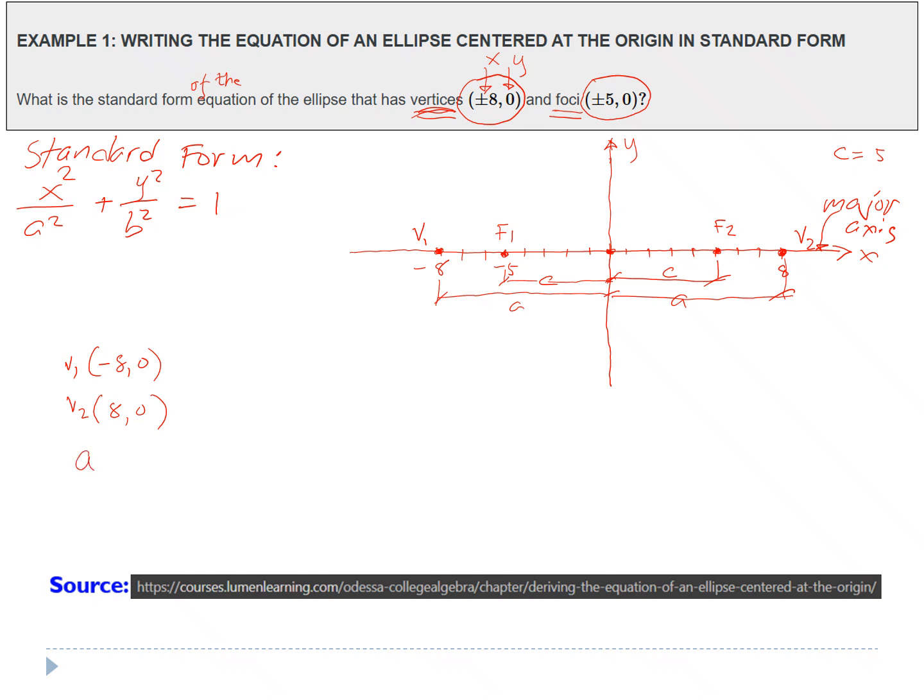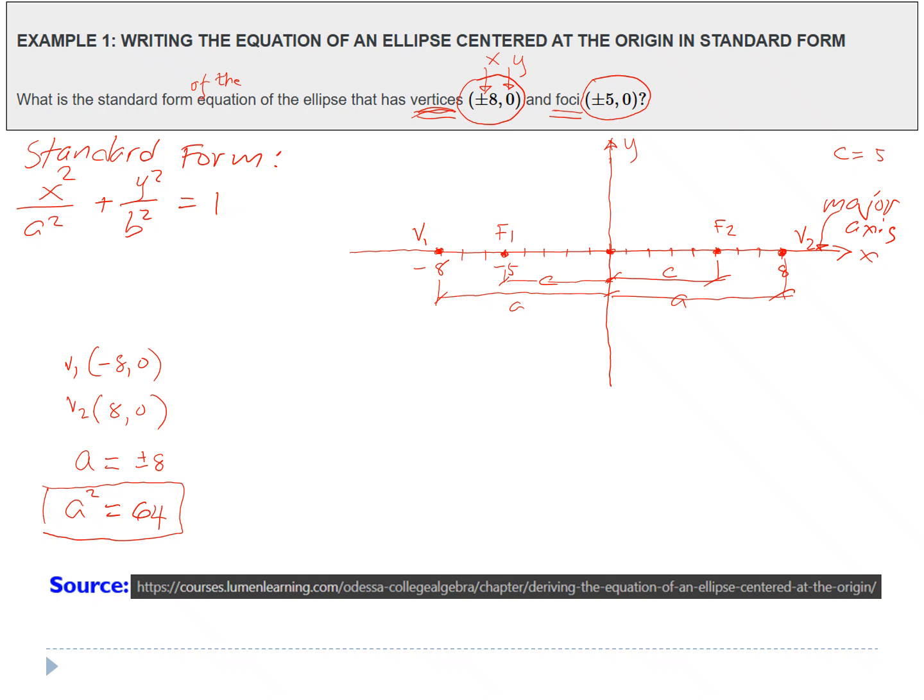So a squared here, we're given a, which is one of the coordinates of this v1 or v2. So our a here is equal to 8. We can have a as plus or minus 8. So when you square this, whether it's positive or negative, that is positive 64. Okay, so what we need here is a squared.